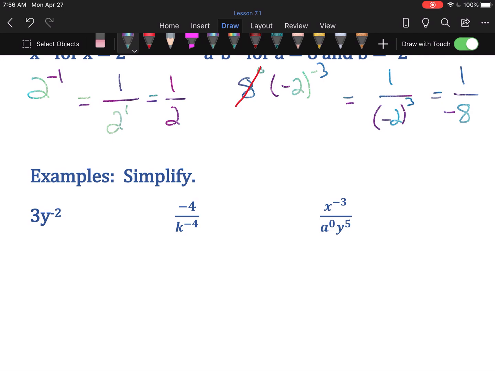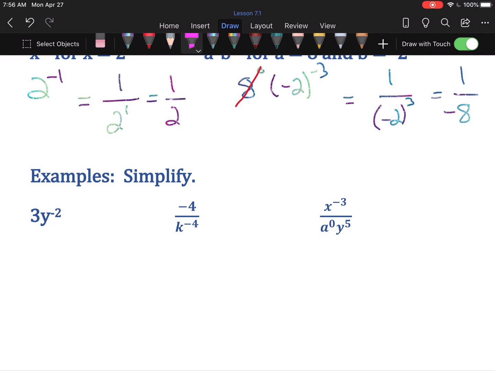Lastly, you'll be asked to simplify. Simplifying means get rid of negative exponents, get rid of anything to the 0 power, because anything to the 0 power is 1, and in these examples at least, 1 will be trivial.